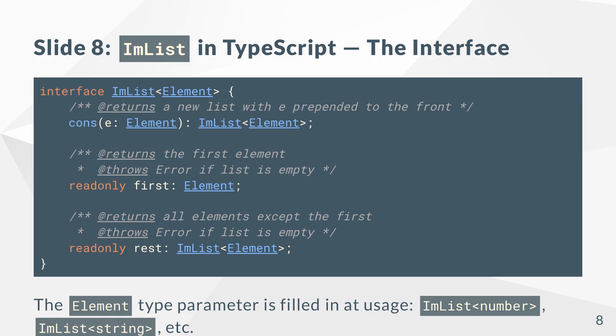Here is the ImList interface in TypeScript. Cons takes an element E and returns a new ImList with E prepended to the front. First is a readable property that returns the first element. It throws an error if the list is empty. Rest is a readable property that returns all elements except the first. It also throws if the list is empty. The element type parameter is filled in at usage: ImList of number, ImList of string, and so on.